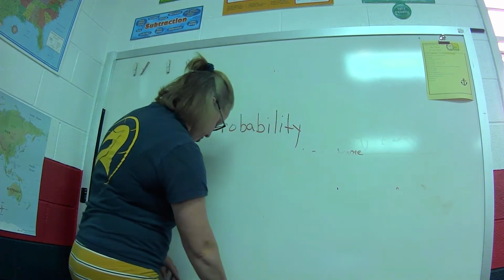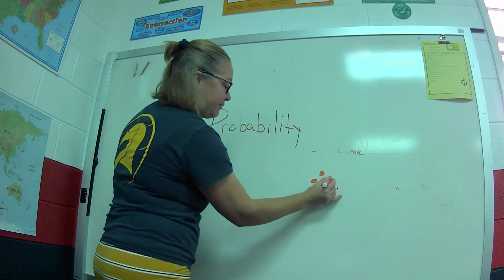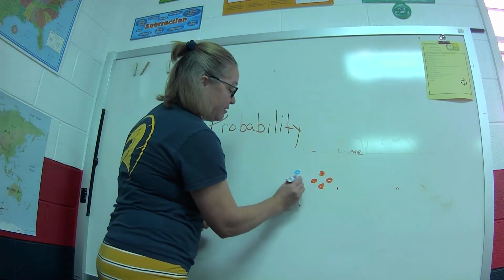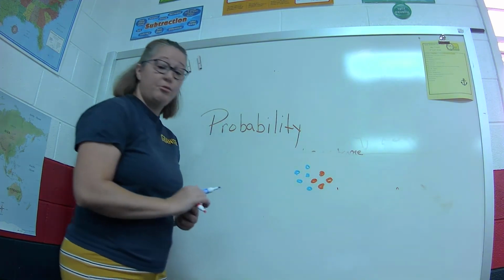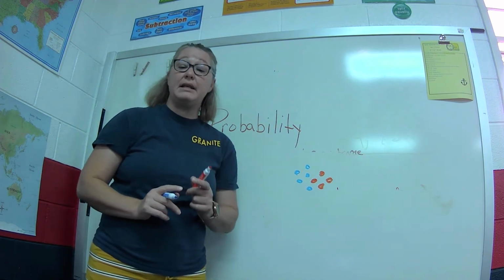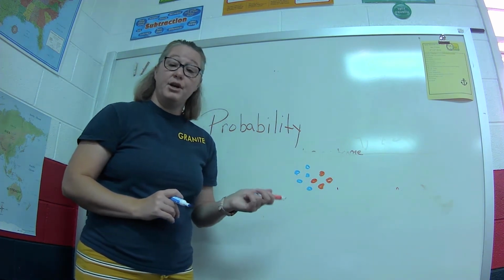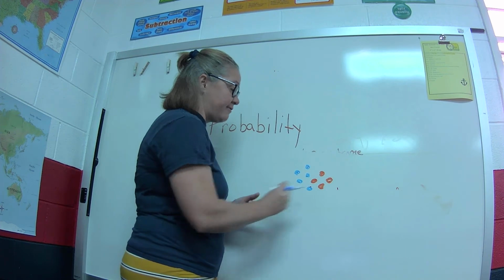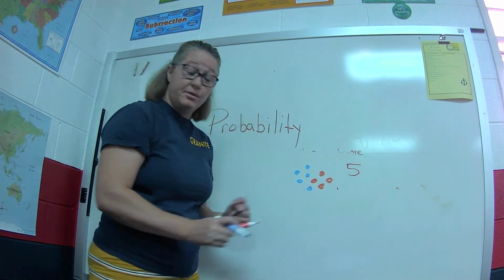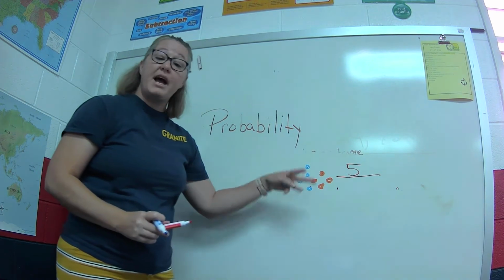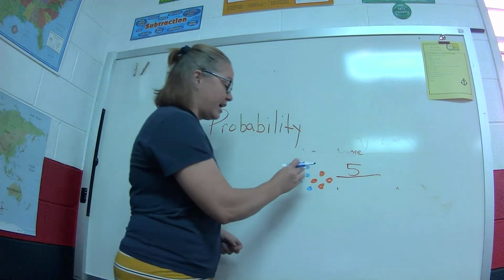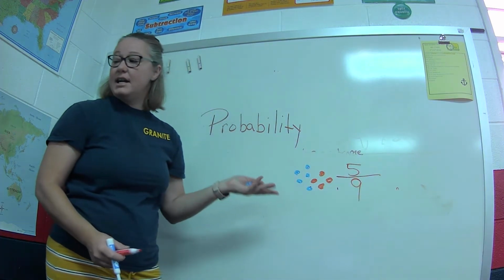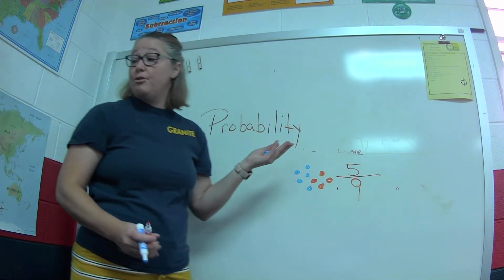All right, so let's look at some more things. You have a bag of marbles, and let's say we have 4 orange ones and 5 blue ones. What's the probability that you would pick a blue one? Well, how many blue ones? That's my chosen outcome. 1, 2, 3, 4, 5. I have 5 chosen, but how many total marbles do I have? I have 5 blue ones, plus 4 orange: 5, 6, 7, 8, 9. So 5 out of 9 chances I would get a blue marble.